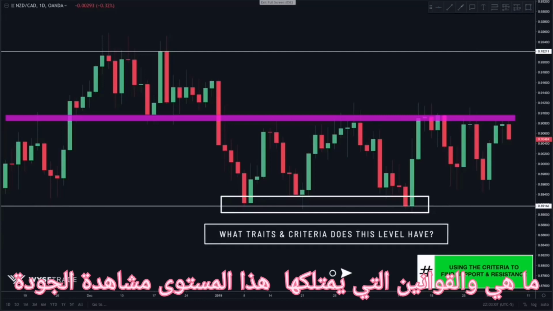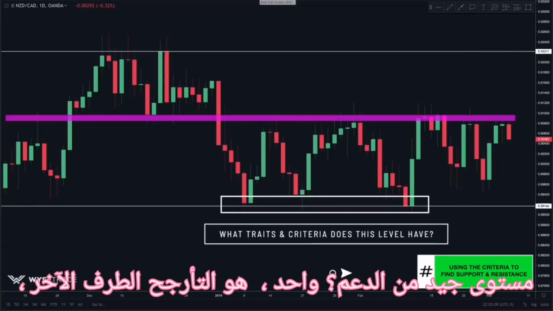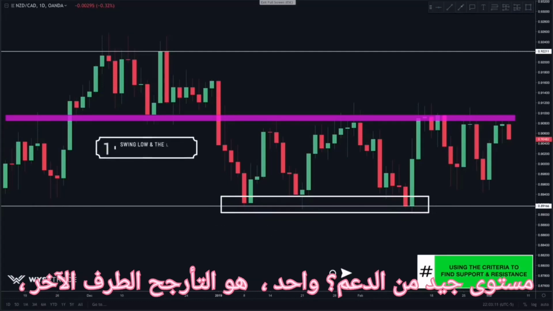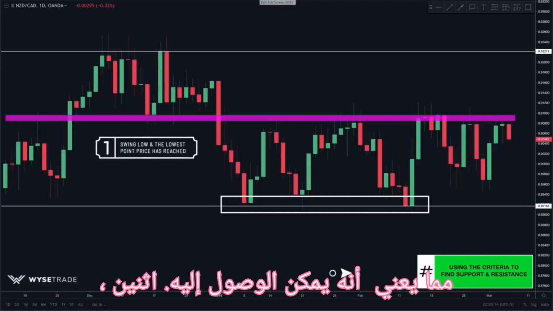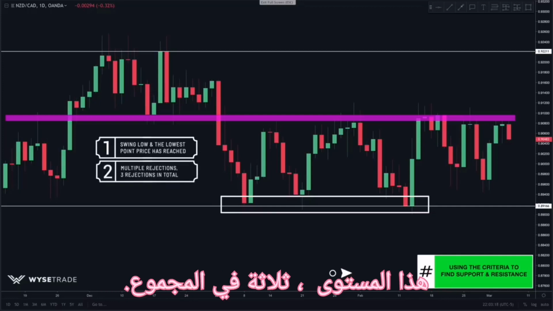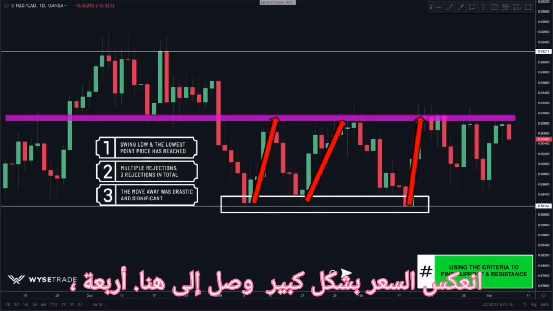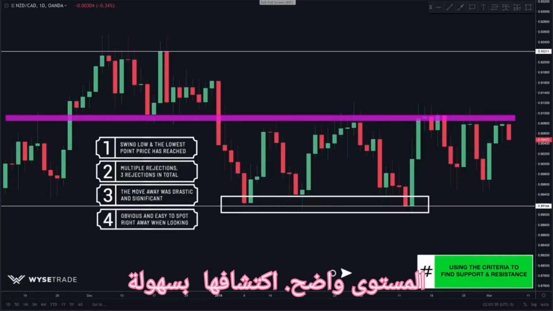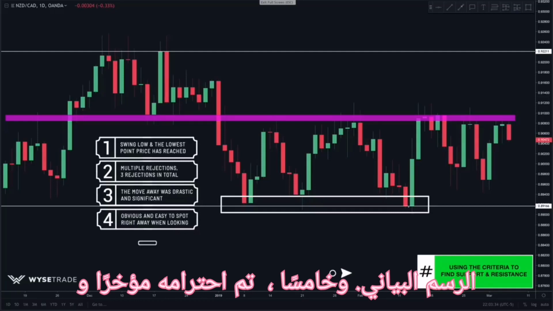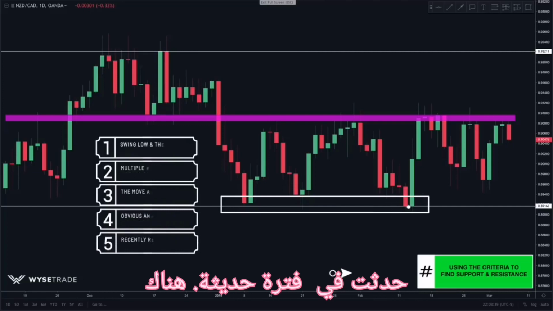So again, what criteria does this level have that makes it a good level of support? 1. It is the extreme swing low, meaning the lowest point price has reached in recent time. 2. There were multiple rejections of this level, 3 in total. 3. The move away was drastic because as you can see, price reversed significantly when it got here. 4. The level is obvious as you should have easily spotted it when looking at the chart. And 5. It was recently respected and occurred in a recent time period.